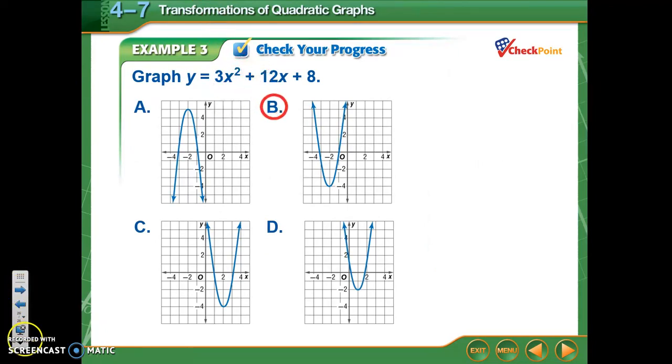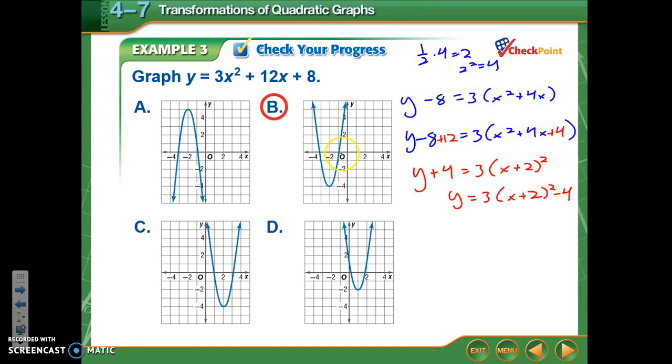All right, hopefully you got B. So here you can see the work, if you need to see the work for how to get it into vertex form. The vertex is negative 2, negative 4. I know it opens up because my a value is positive, and I know it's going to be narrower than a regular parabola, than my parent function. Plug in a few more points, plot those points, and then draw your parabola.